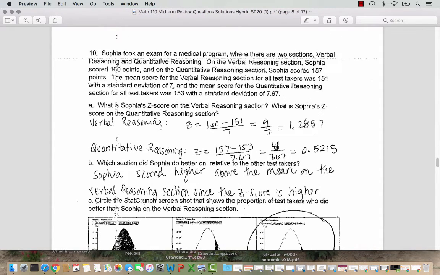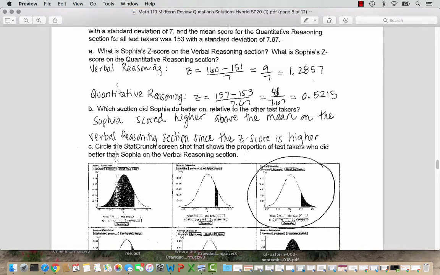Question 10 tells us about an exam Sophia took for a medical program where there were 2 sections, verbal reasoning and quantitative reasoning. You might hear of people taking the MCAT or other tests for trying to get into different programs. On the verbal reasoning section, Sophia scored 160 points. And on the quantitative reasoning section, Sophia scored 157 points. The mean for the verbal reasoning section for all the test takers was 151 with a standard deviation of 7. And the mean for the quantitative reasoning section for all the test takers was 153 with a standard deviation of 7.67. So we are going to find Sophia's z-score on the verbal reasoning section.